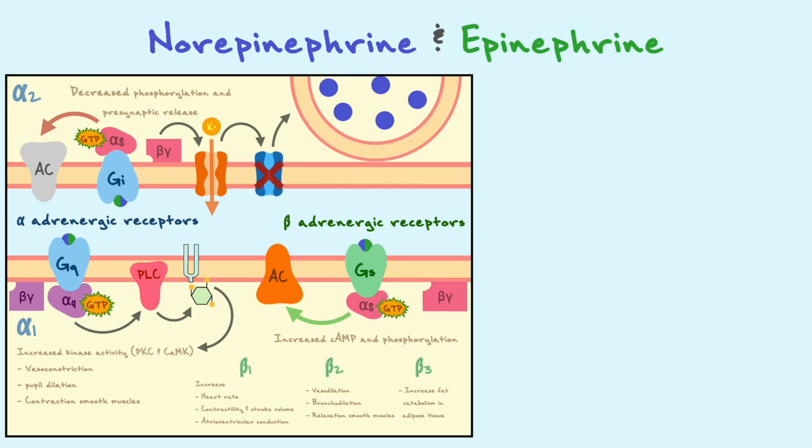To remember their general effects, you can notice that both alpha-1 and beta-1 produce excitatory responses, whereas alpha-2 and beta-2 both produce inhibitory responses.